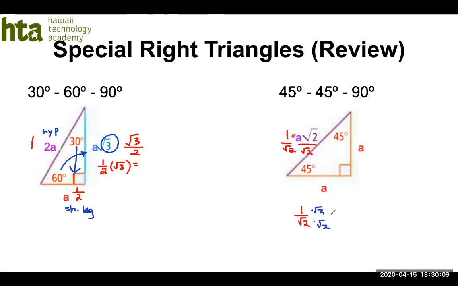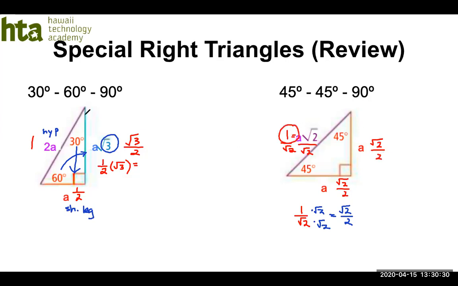So we got to simplify this completely. That leaves us with rad 2 on the top and positive 2 on the bottom. Rad 2 times rad 2 is just a 2. We can't simplify that anymore. So that means the legs of a 45, 45, 90 are rad 2 over 2. Both of them are the same in a 45, 45, 90. All right, that is super important to understand.